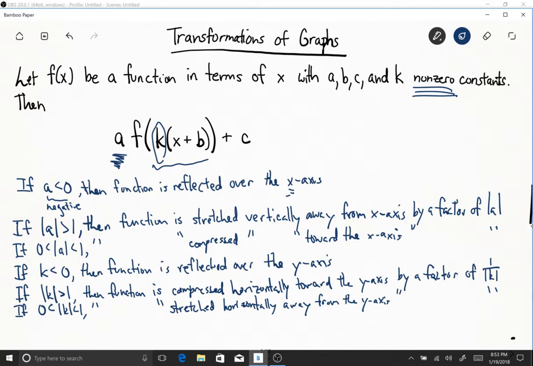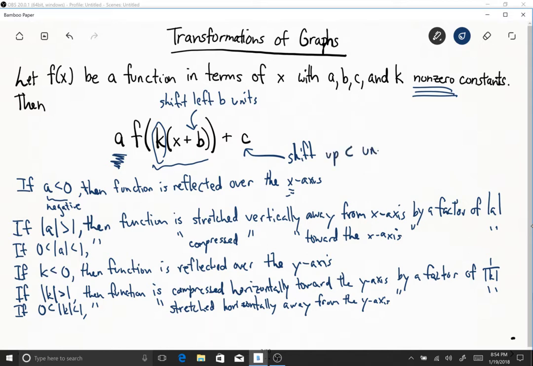So now the next piece. You see the plus B, I put plus C. Now it changes if it's minus, it goes in the opposite direction for each. So the plus B, all that means, when it's on the inside, it's shifting left or right. Plus does kind of the opposite of what you'd expect. It shifts left B units. So if it was minus B, it would shift right B units. And this plus C is a shift up C units. Okay, and if it's minus C on the outside of the whole function, that's going to be down C units.